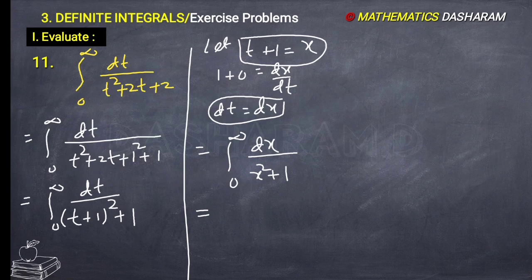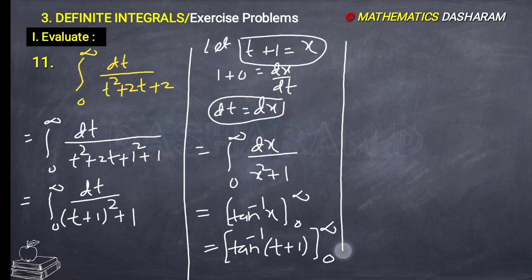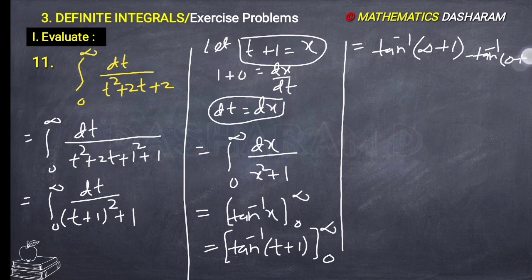Now integration of 1 by x square plus 1 is tan inverse x, 0 to infinity. So tan inverse of the x value, what is the x value? t plus 1 is the x value, 0 to infinity. Now substitute the limits. First to infinity, tan inverse of infinity plus 1, minus tan inverse of 0 plus 1. Then it is equal to tan inverse of infinity plus 1 is infinity, minus tan inverse of 0 plus 1 is 1.